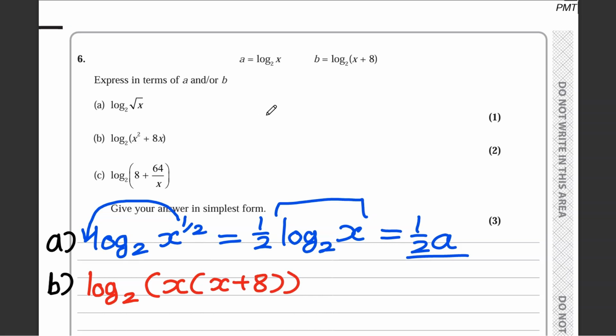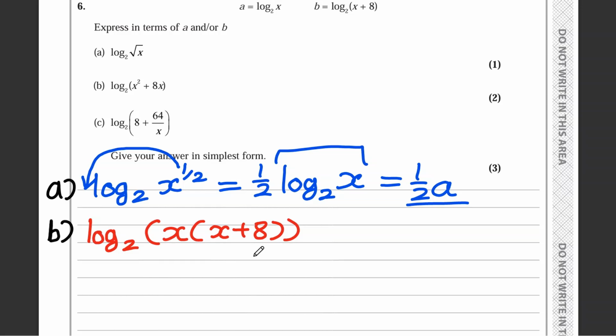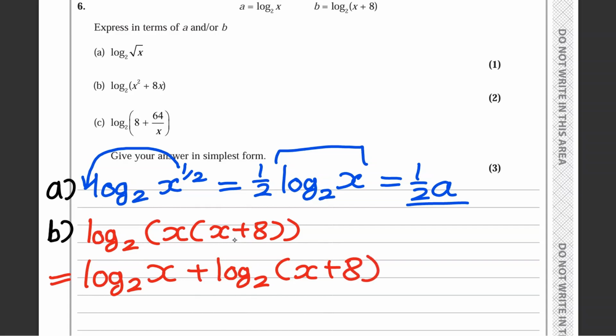Okay, now what we can do from here, if you remember laws of logs, is if you have two things in a logarithm multiplied together, so this x multiplied by this x plus 8, you can split them up into two separate logs by adding them. So what we can do is we can rewrite this here as log base 2 of x plus log base 2 of x plus 8. Hopefully you can see why this is, because remember, when you add logs like this, it multiplies what's inside the logs. So this x plus 8 can be written as log x plus 8, like this here.